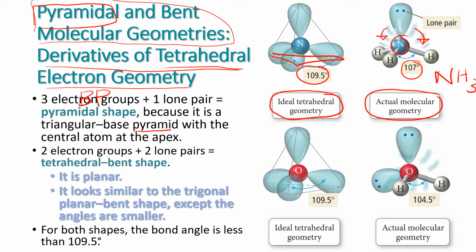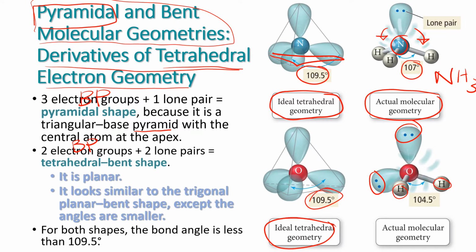Next, we have our tetrahedral bent, and this is whenever we have 2 bonding groups, bonding pairs, and 2 lone pairs. So the perfect example for that is water. So water, based off of EG, has a tetrahedral geometry, right? It has 4 electron groups around it. The usual angle for that is 109.5, but what we actually see is that oxygen has 2 lone pairs, and then obviously those 2 hydrogens bound to it.